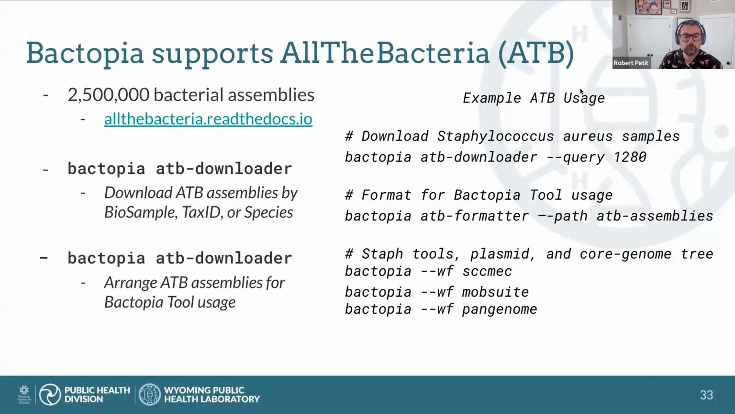To give you an example of how this works, you can download Staph aureus samples with just Bactopia ATB downloader and query 1280. 1280 is the tax ID for Staph aureus, so you could either give 1280 or just type out Staph aureus. After that download finishes, you would then format the output directory structure so that it could then be used to run Bactopia tools.